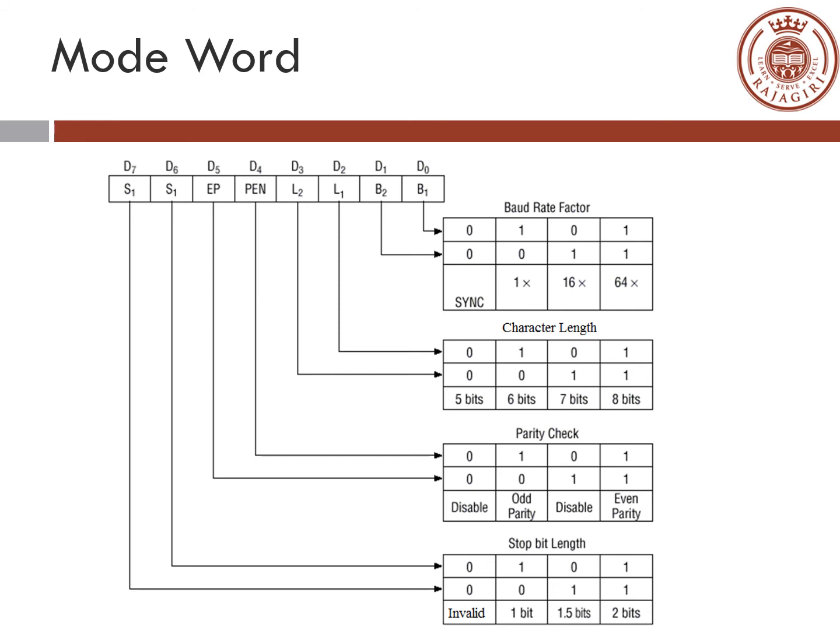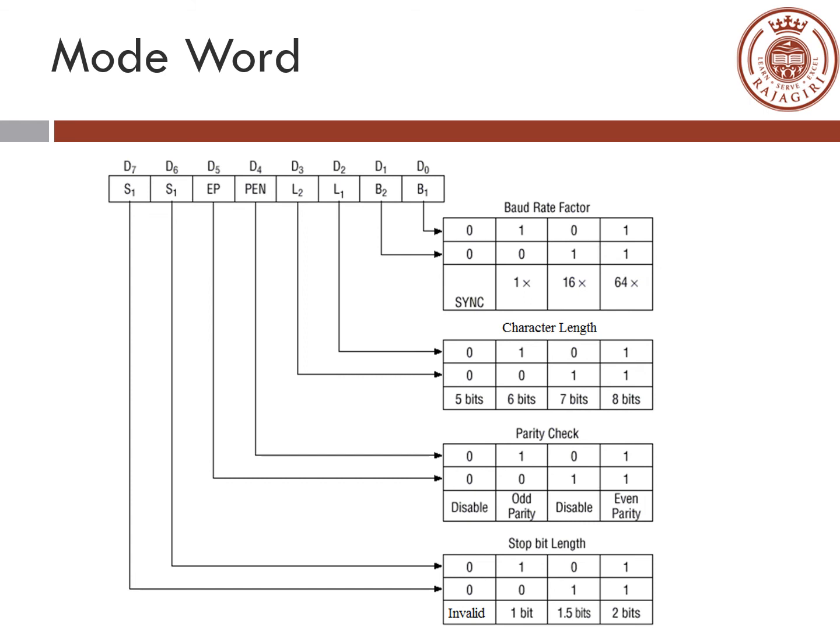So if you look at the baud rate factor, the chip can be either in synchronous mode, in which case you don't vary the baud rate, or it can be in asynchronous mode, and you can set the baud rate to 1, 16 or 64 times the specified baud rate. The next two are the character length, which can be set to 5 bits, 6 bits, 7 bits and 8 bits. The following two are for error control.